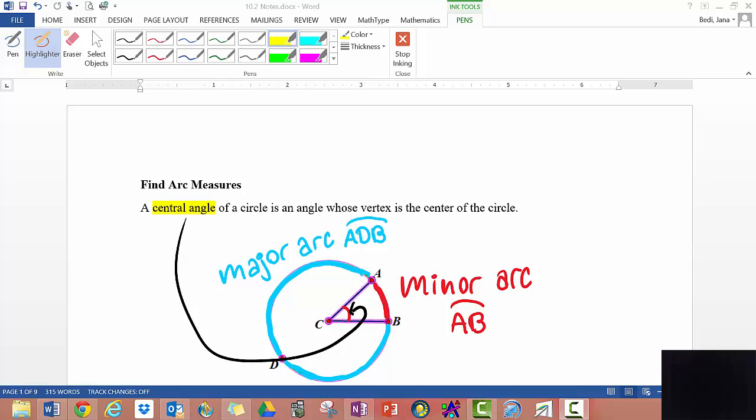Finding arc measures. In order to find an arc measure, you need to be able to figure out what the central angle is. A central angle is an angle at the center of a circle, or whose vertex is at the center of the circle.